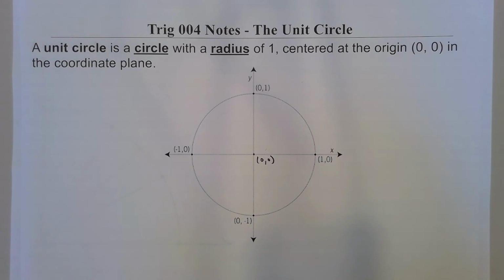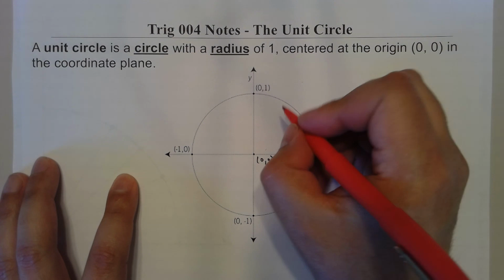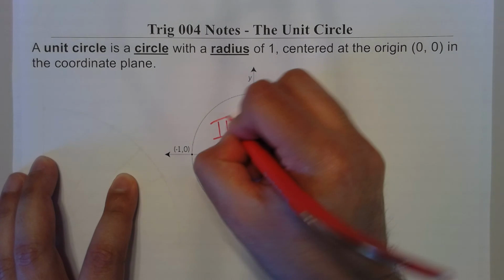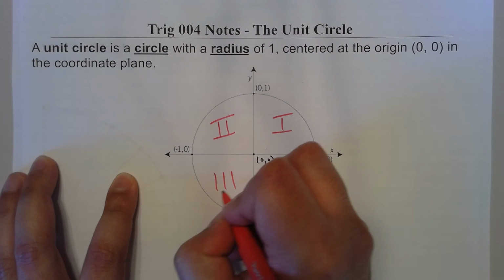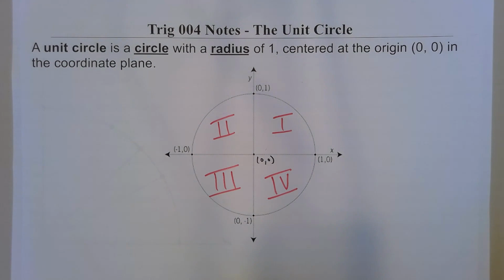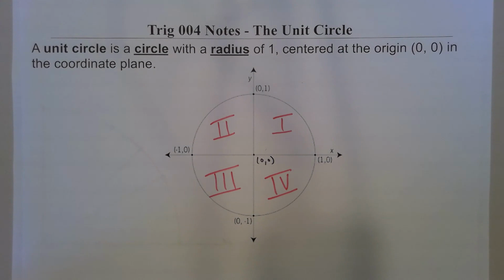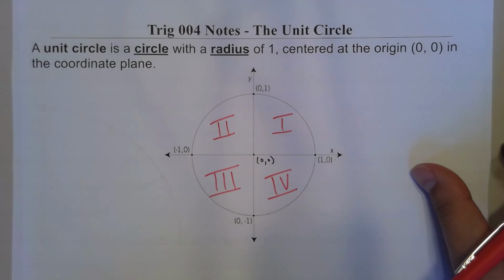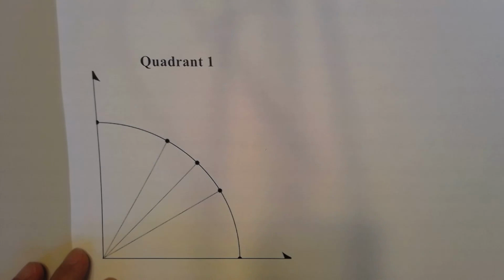And it also has quadrants. There are 4 quadrants. Top right is 1, top left 2, bottom left 3, bottom right 4. So just like a graph, 1, 2, 3, and 4. Today, we're just going to focus on quadrant 1. Once we understand that, then we're going to move to the rest.